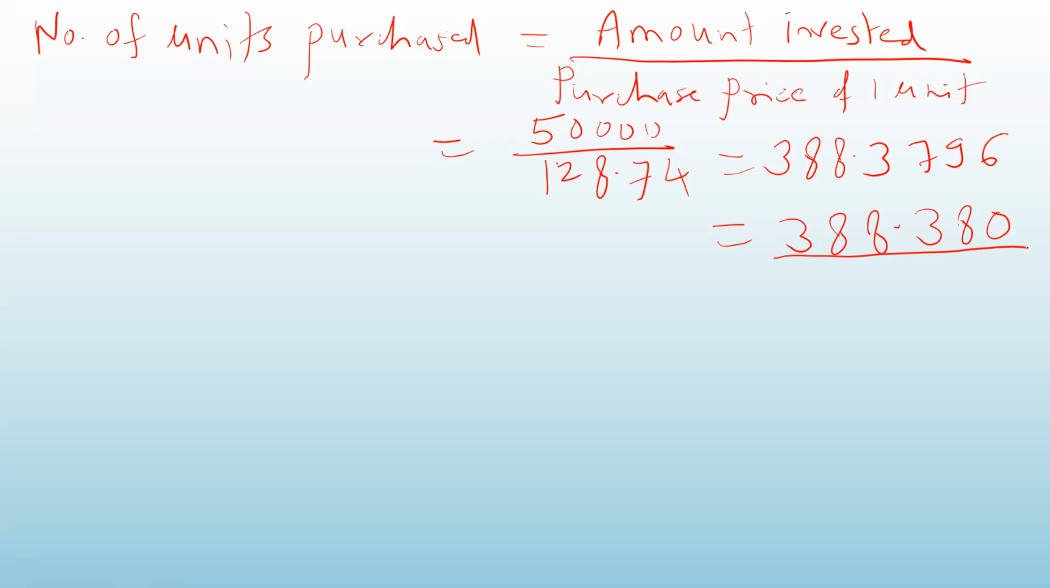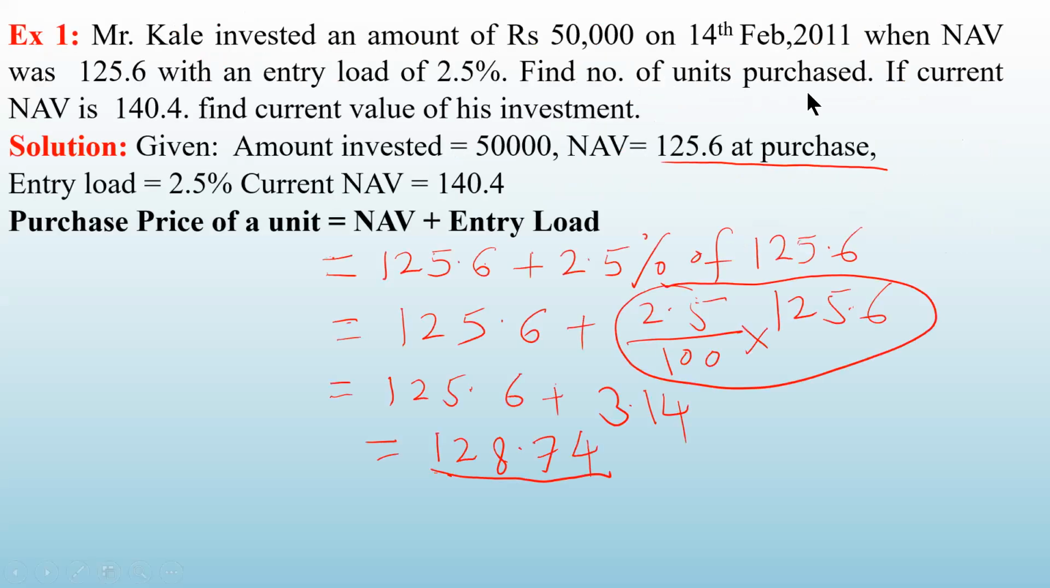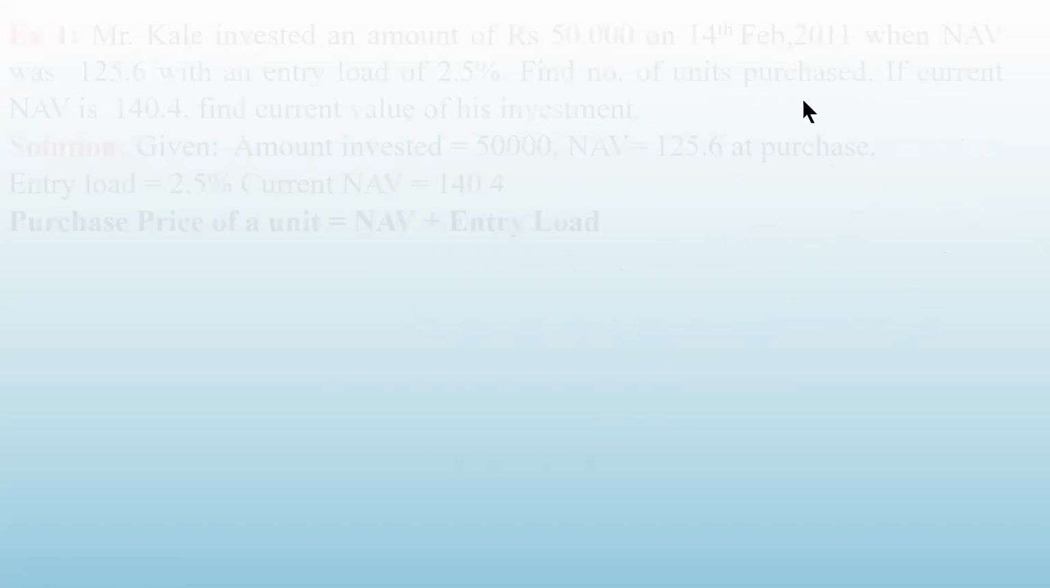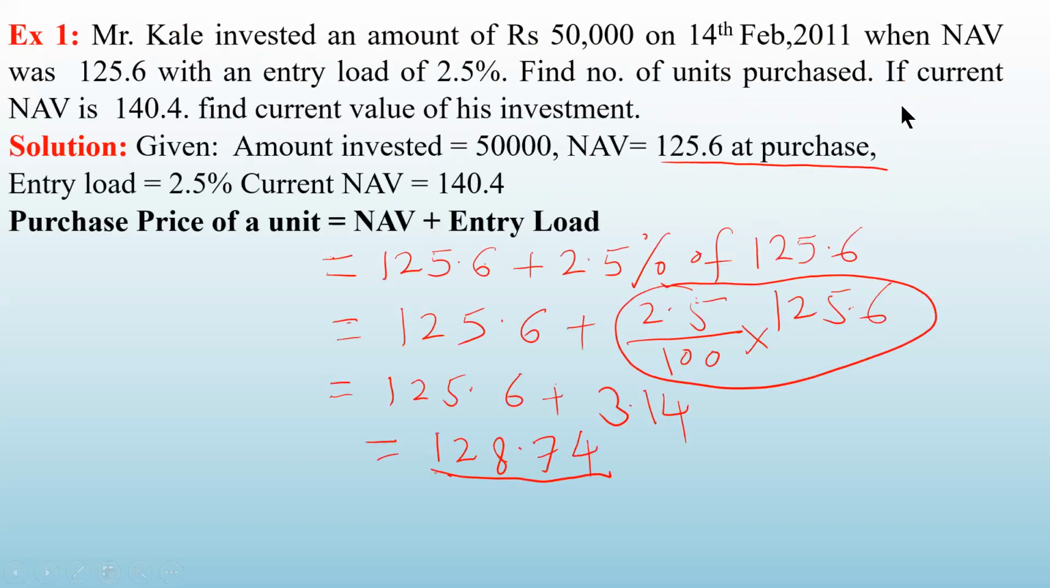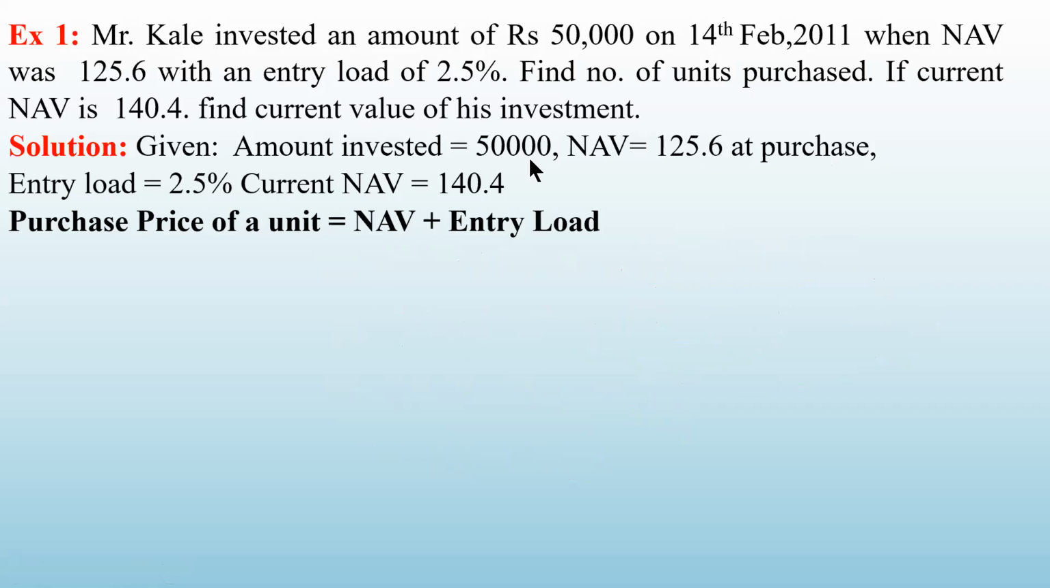So we have calculated the number of units purchased. Now what is the next thing to calculate here? What is the current value of the investment? If you know the current NAV, current NAV means the worth of the mutual fund unit today. Current means today, today's date this is the NAV. And the number of units you have already calculated. So when you multiply NAV with the number of units, you will get the current value of the investment.